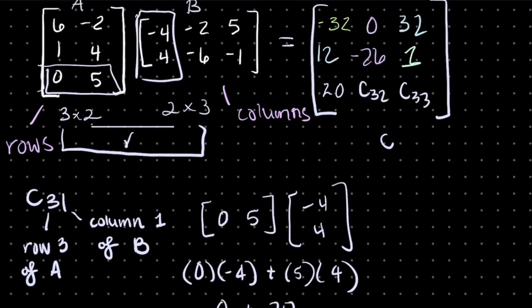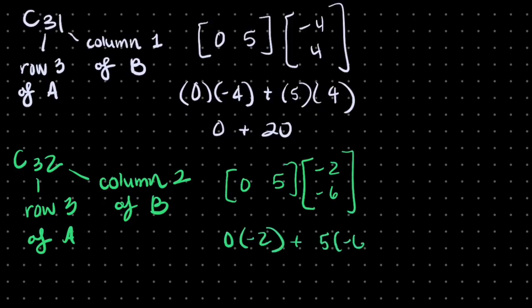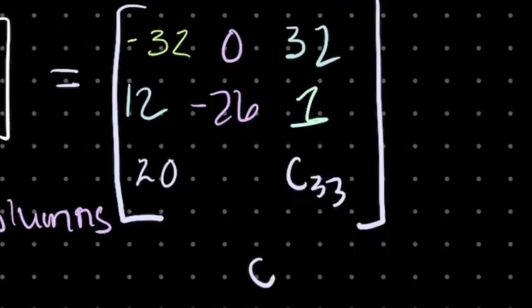The row is going to be the same because we're still in row 3, but now we're in column 2. So that's going to be 0, 5 times negative 2, negative 6. First times the first plus second times the second. Anything times 0 is 0, so you'll notice this is going to cancel out for all of them. And then 5 times negative 6 is negative 30. So we'll go ahead and put negative 30 in there.